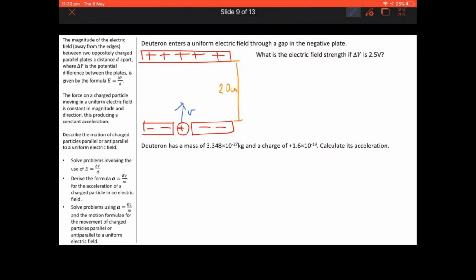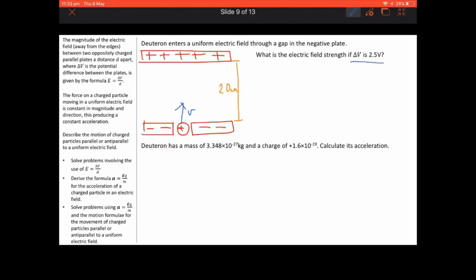So the next example is a deuteron, which is, I think, hydrogen with an extra neutron. It enters a uniform electric field through a gap in the negative plate. So in the negative plate there is a gap, and this deuteron is entering via said gap. We want to know what the electric field strength is if the potential difference is 2.5 volts.